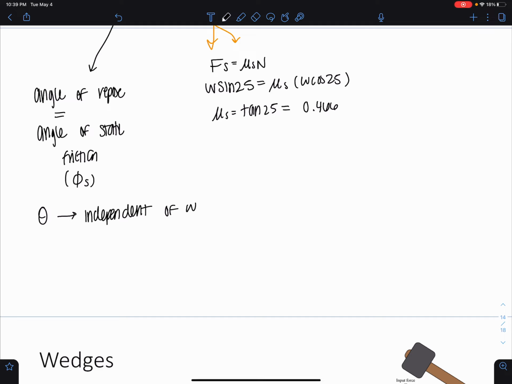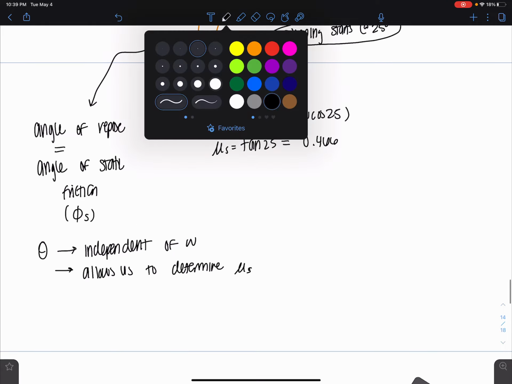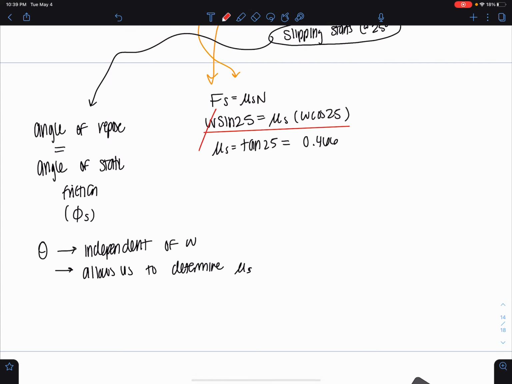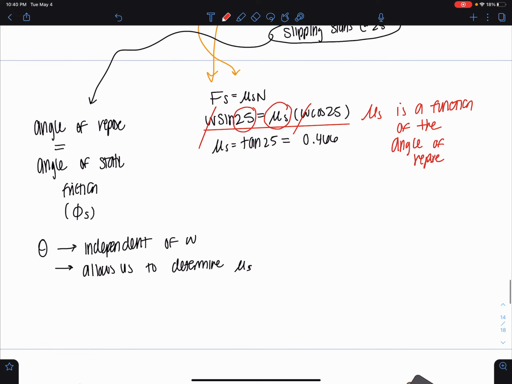Knowing theta allows us to determine mu s. Why is it independent of W? You can see here, when we set up the equation, the W actually cancels out, and the mu s is a function of just this angle. Okay. So we have our mu s is equal to 0.466 here, right?